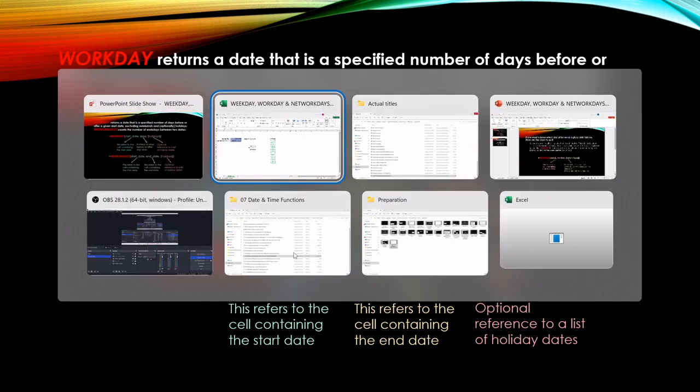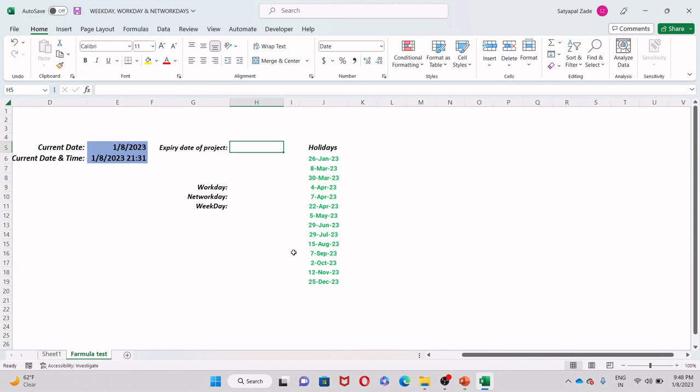Now let's jump into Excel and see how this works in practice. Here I have a project expiry date, and I'm just going to make up some date that means nothing, like December 1st, 2024. Let's say this is a big project, and it's going to take a lot of time to complete. So let's take 2024. Now, let's say, weekdays until the expiry.